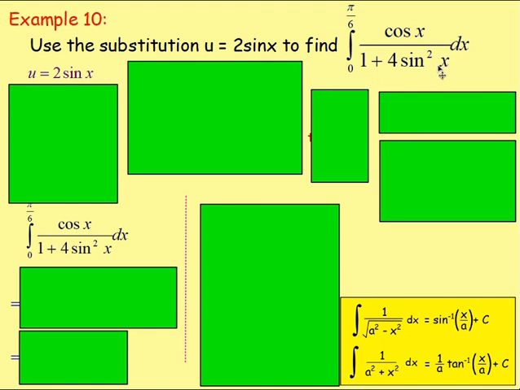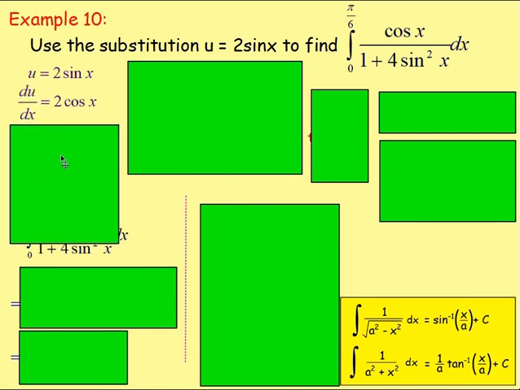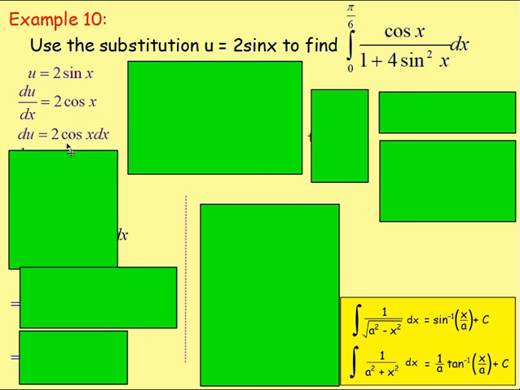It doesn't really matter what we do first. I'm going to start off by differentiating u. If I differentiate u with respect to x, du by dx is 2 cos x. Multiplying both sides by dx gives du equals 2 cos x dx. From here, I want to express all of this in terms of u.